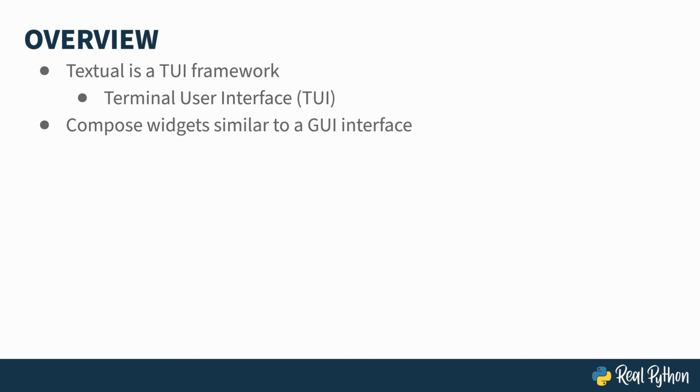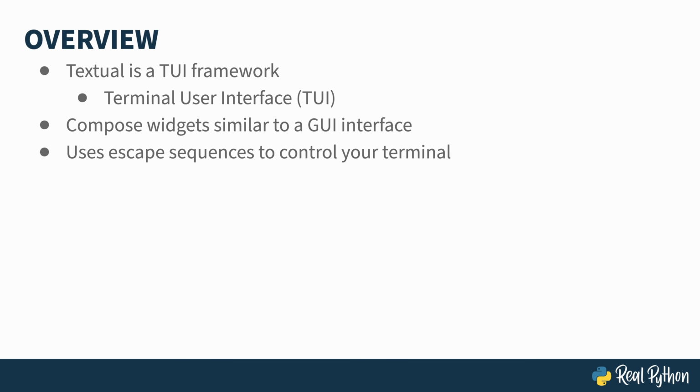Textual is a TUI framework. That's TUI for Terminal User Interface. A TUI is like a GUI, an interactive program made up of widgets. TUIs achieve this by using terminal control sequences to position blocks and lines.